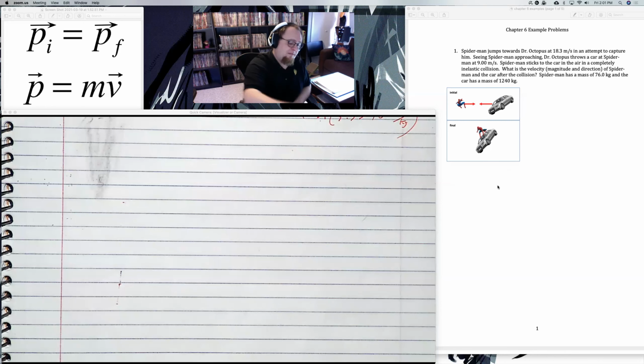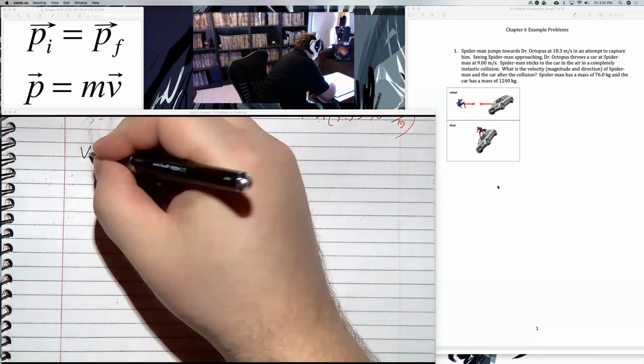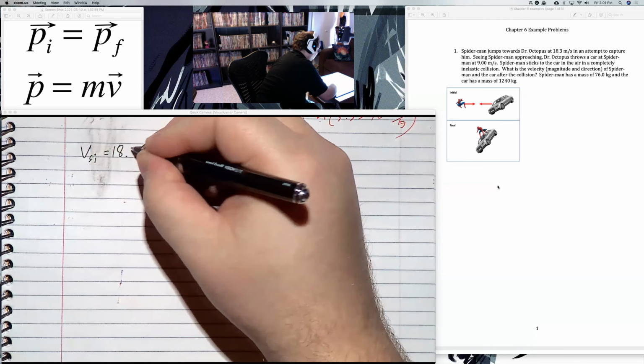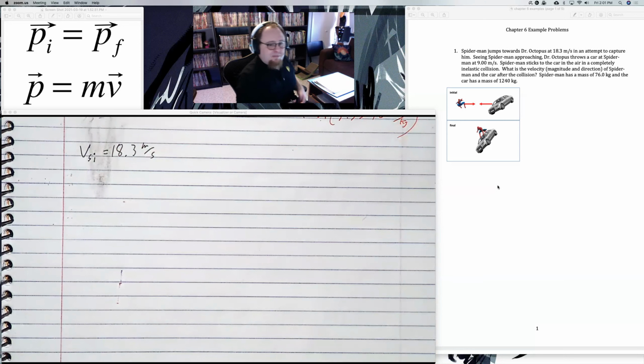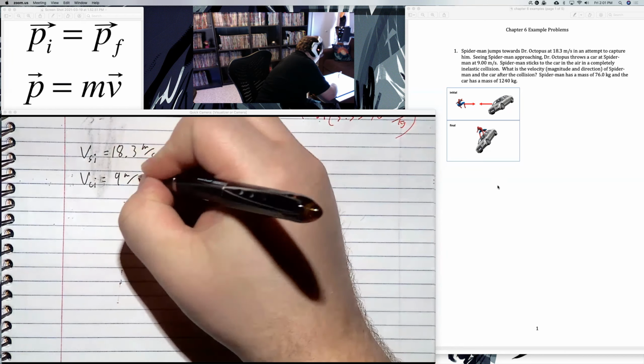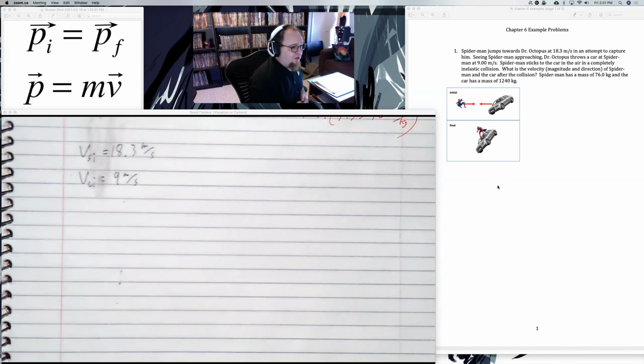And to jump right in, this first problem says, Spider-Man jumps towards Dr. Octopus at 18.3 meters per second in an attempt to capture him. So we have Spider-Man traveling at 18.3 meters per second. I'm saying Spider-Man initial. In an attempt to capture, seeing Spider-Man approaching, Dr. Octopus throws a car at Spider-Man at 9 meters per second. Spider-Man sticks to the car in the air in a completely inelastic collision. What is the velocity, magnitude, and direction of Spider-Man and the car after the collision?